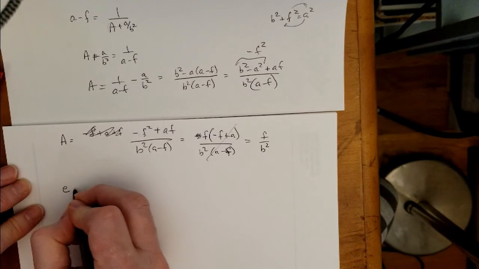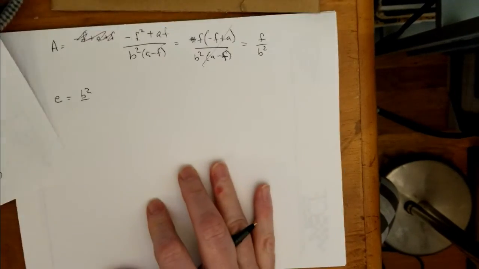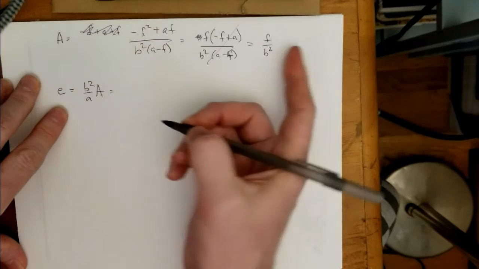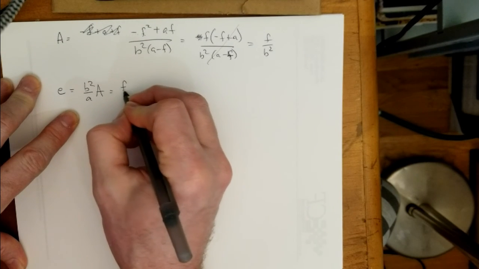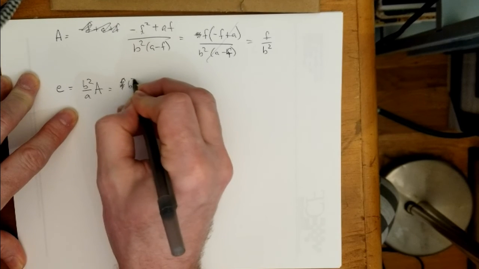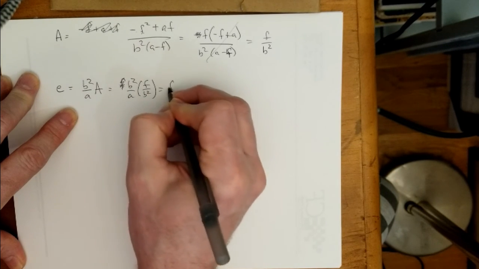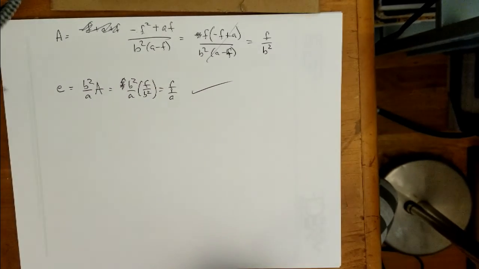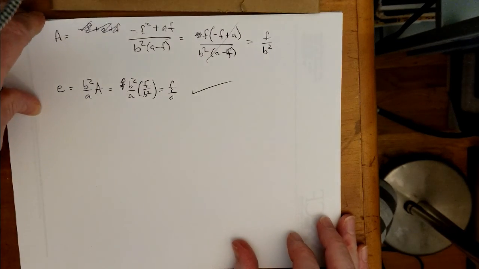So we need to see, is the eccentricity, again, we're trying to show that the eccentricity is b squared over a times capital A, well, I now have something for that. So this becomes b squared over a times f over b squared, which is just f over a, which is the definition of eccentricity. Done. So we have finished doing that Kepler's first law.